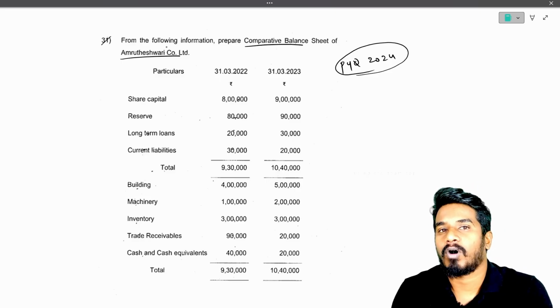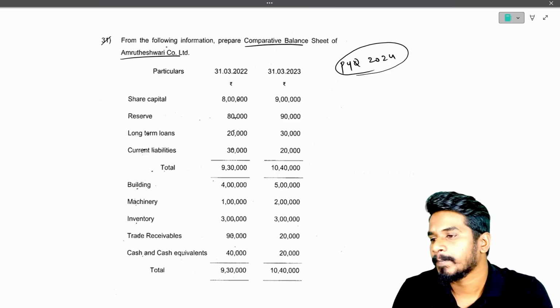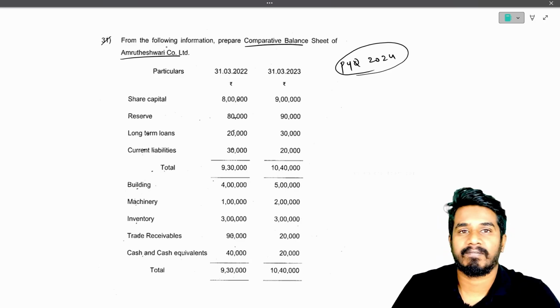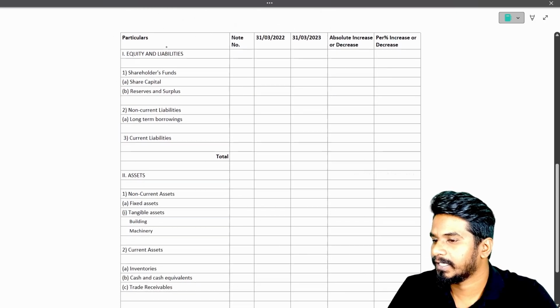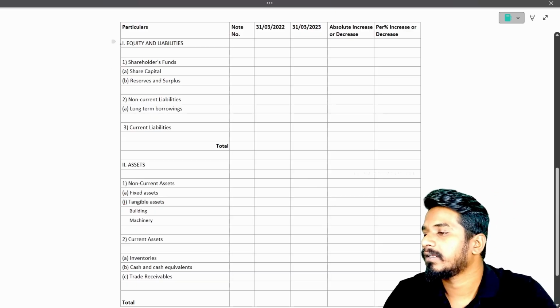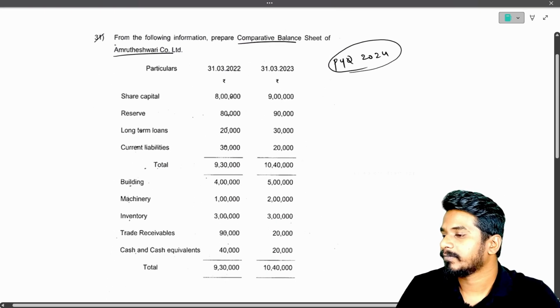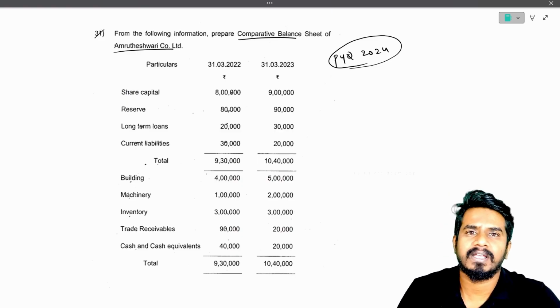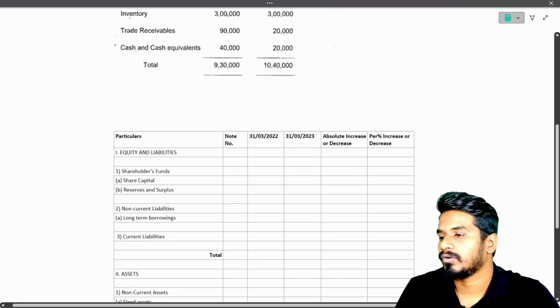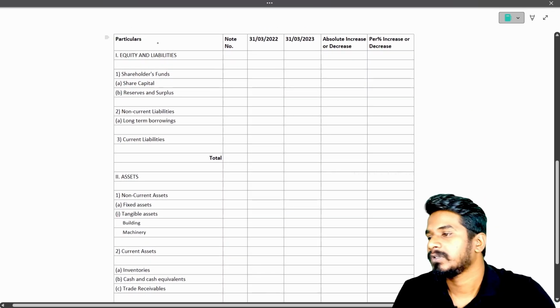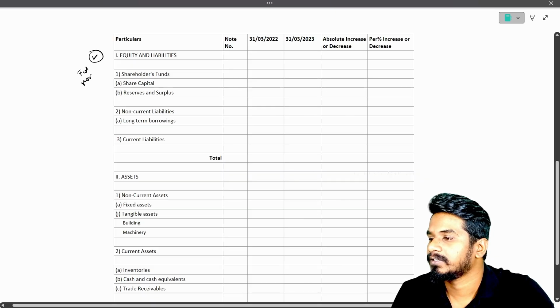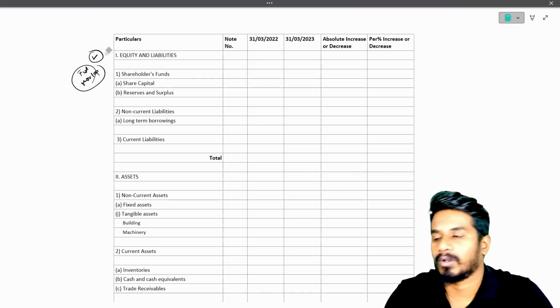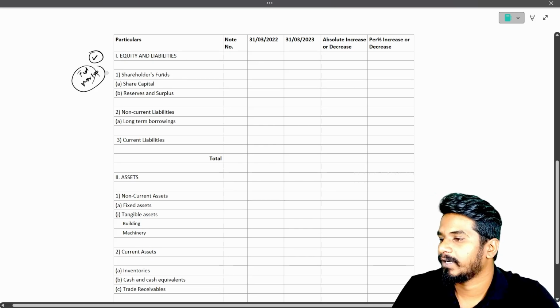I have given a format in the previous video. If you have noted it down, it will be very helpful here. So I'll show the format. I have already prepared it, then you'll get an idea. They have given share capital, reserves, long-term loans, current liabilities, building, machinery, everything directly, but not in format. So we need to bring it into this format. This is the correct format, and you'll get full marks for this format only. So let us discuss how we can bring it out.